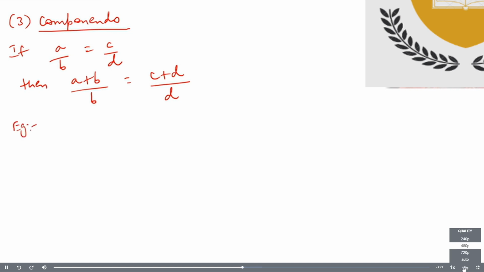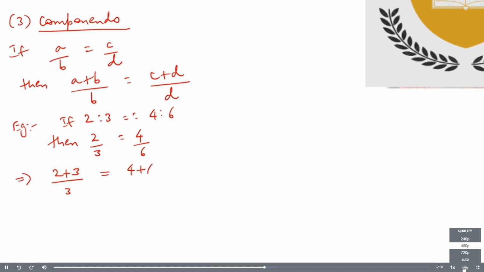Okay, let me show you an example. If 2 is to 3 proportional to 4 is to 6, then 2 by 3 is equal to 4 by 6. This implies that 2 plus 3 by 3 is equal to 4 plus 6 by 6, which is 5 by 3 is equal to 10 by 6. This is what is known as componendo.